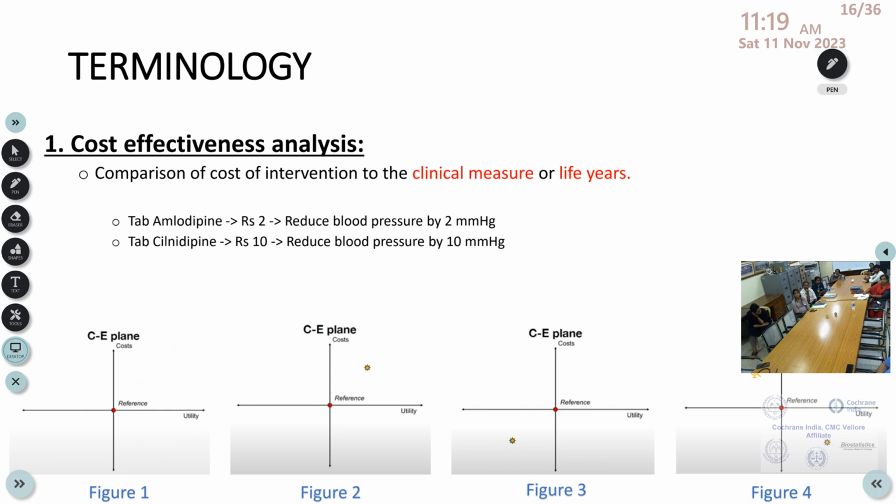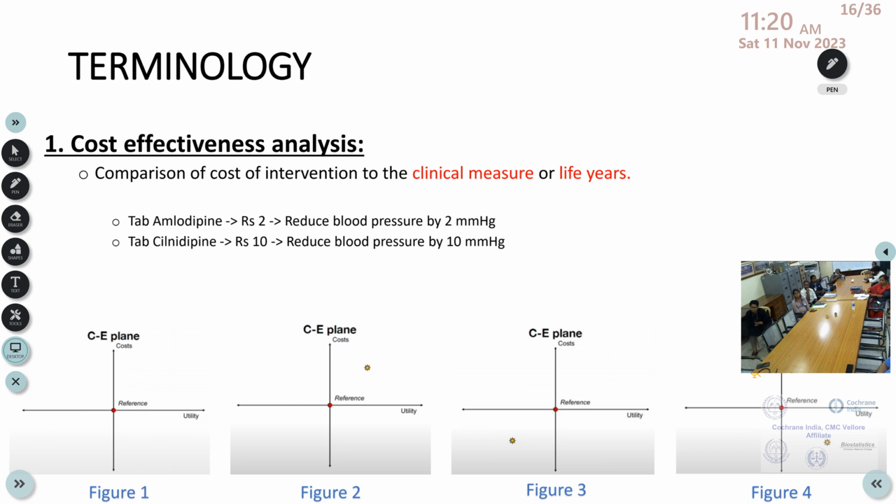I took two examples. There are two drugs for blood pressure control, amlodipine and cilnidipine. Amlodipine is 2 rupees and it reduces blood pressure by 2 millimeters of mercury, whereas cilnidipine is 10 rupees, and that's the cost, and reduces blood pressure by 10 millimeters of mercury. These are clinical measures. Similarly, for PCI in ACS they can measure life years lost. So it depends on what clinical outcome they are measuring.